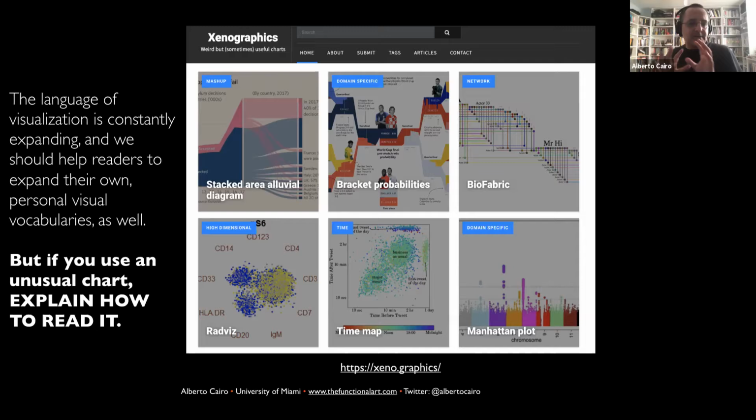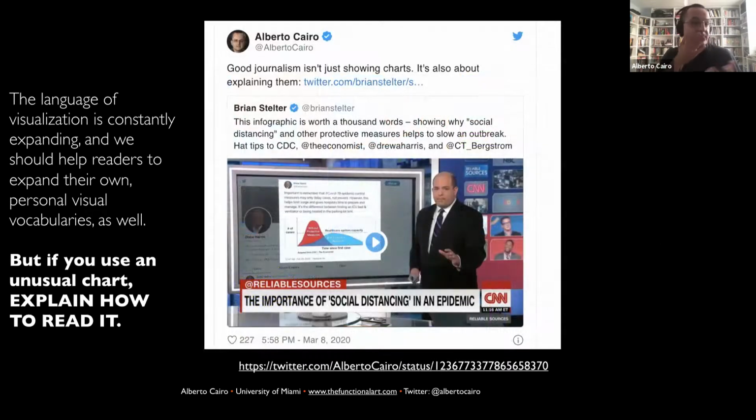So when people try to refrain from using a graphic form, I usually say, if you think that this weird graphic is the best way to represent your data and convey the message, by all means, that's a good reason to use it, but always explain it. Always explain it.